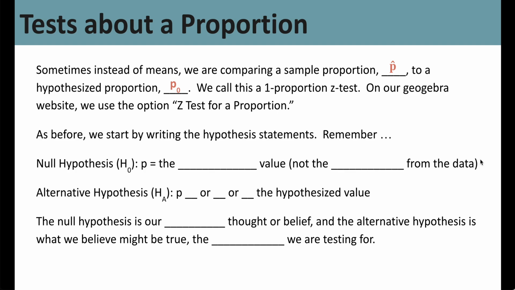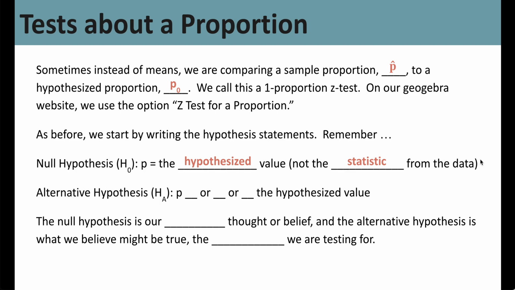So as before, just like in 9.2, we start this process by writing a hypothesis statement. Remember that our null hypothesis is the initial thought or belief that we have. So a null hypothesis, H0, for this type of test would be P, standing for the proportion, equals the hypothesized value. This is not the statistic, this is not the sample data, this is what we think is true at the beginning of the problem. This might be called a population value, but this is what we originally think to be true.